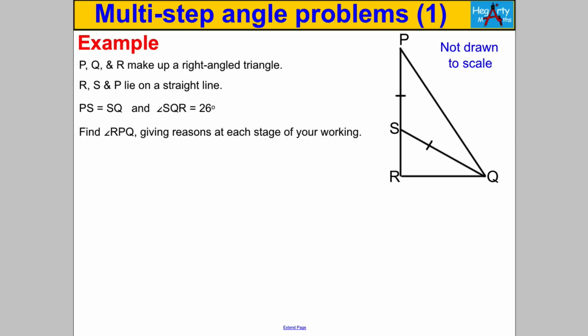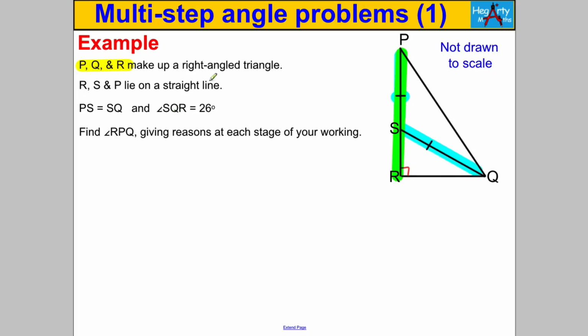Pause the video, have a go. So we're told that P, Q and R make up a right-angled triangle. So let's just put in the 90 degrees here. That must be 90 degrees. We're also told that R, S and P lie in a straight line. So R, S and P, this one here, is a straight line. And we're also told that PS equals SQ. So P to S, this section here, is equal to this section here.